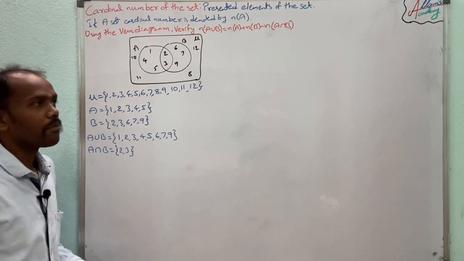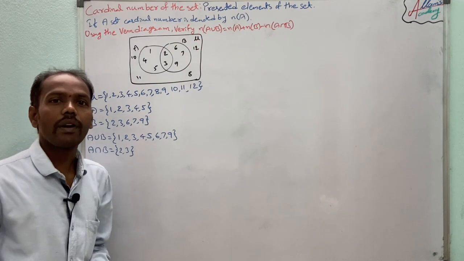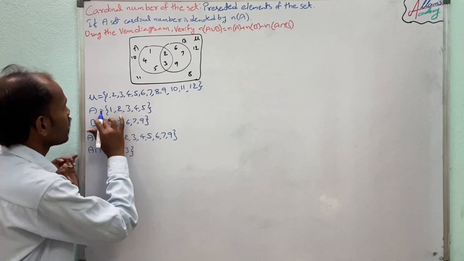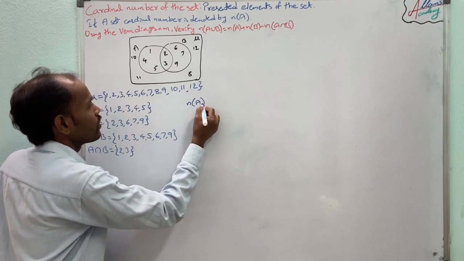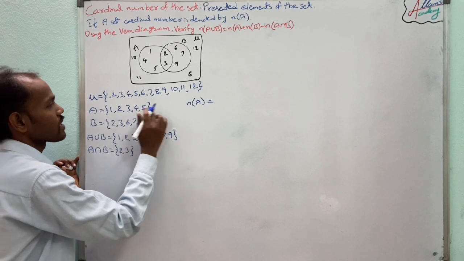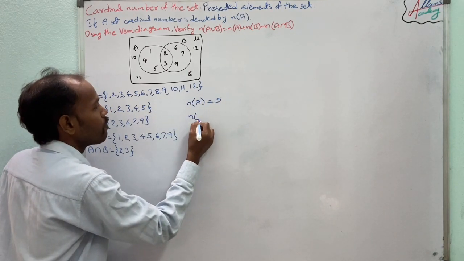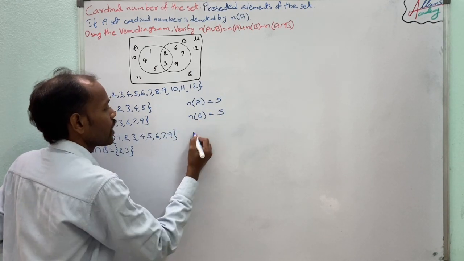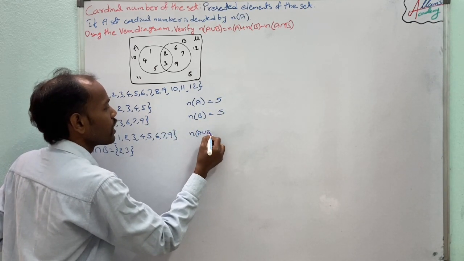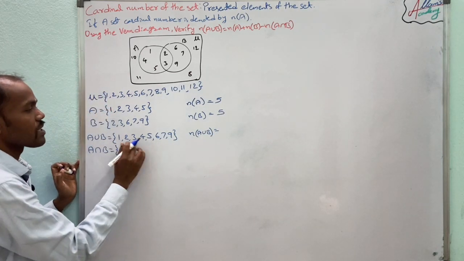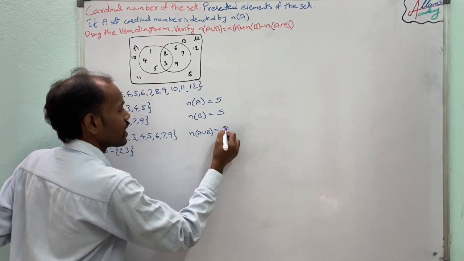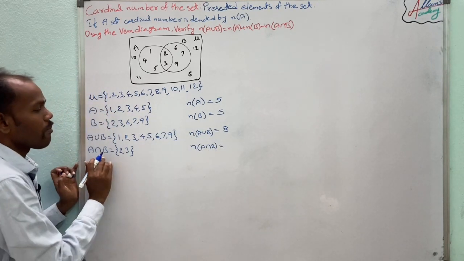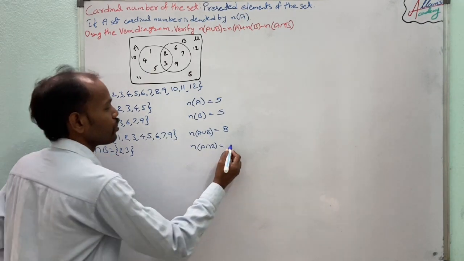Now cardinal number, that is nothing but number of. So already we know how many elements are present in the given set. So here number of A equals 5, the first set contains 5 elements. Number of B equals 5, the second set also contains 5 elements. Number of A union B, in the union set how many elements are present, that is 8. Now number of A intersection B, the elements present are 2.